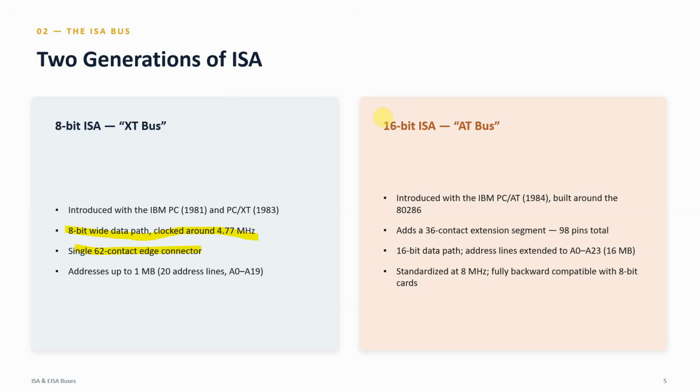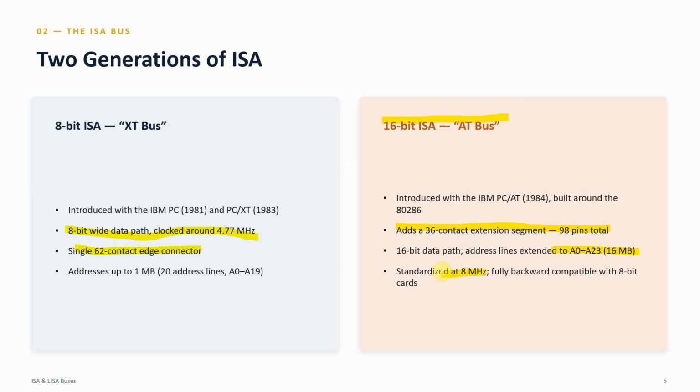Whereas the 16-bit ISA was introduced by IBM in 1984. It adds a 36-contact extension segment for a total of 98 pins, a 16-bit data path, and address lines extended up to 16 megabytes. That means we have a total of 24 address pins, and it is standardized at 8 megahertz. It is also fully backward compatible with 8-bit cards, so it supports 8-bit ISA as well as 16-bit ISA.